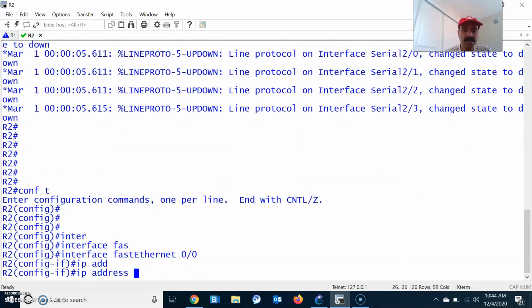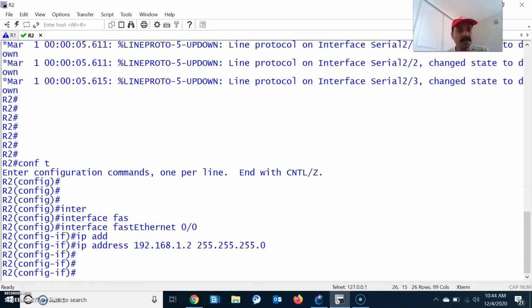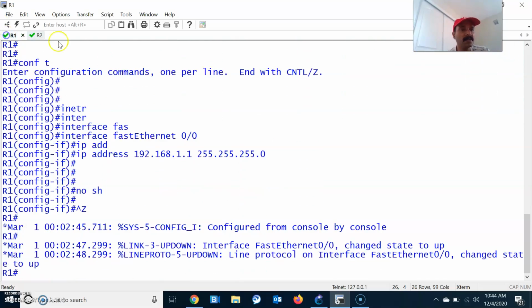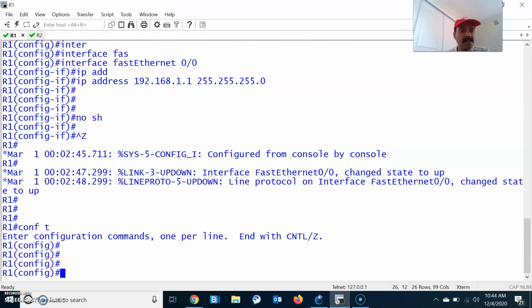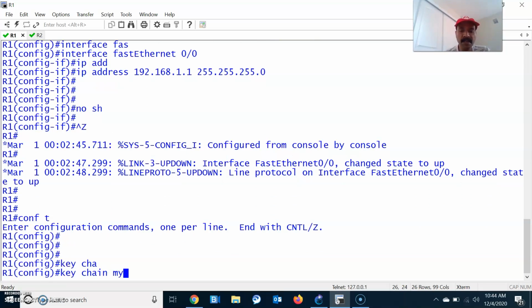and the IP address is 192.168.1.2 followed by 255.255.255.0, right? So now let us enable the routing protocol. But before that, let us configure the keychain, right? Keychain my key. Let us define the keychain my key.